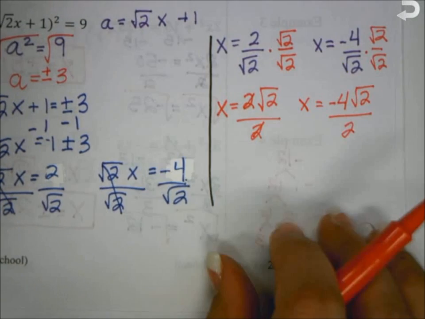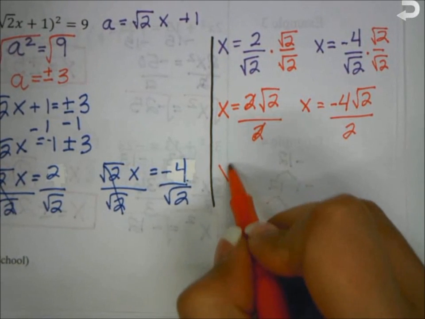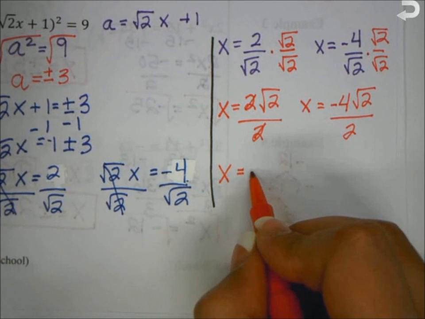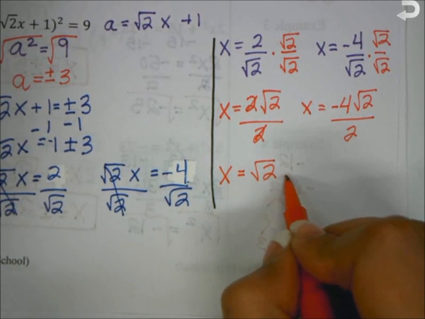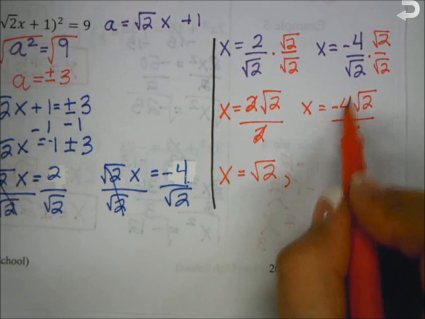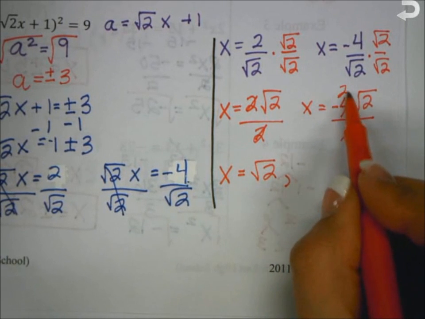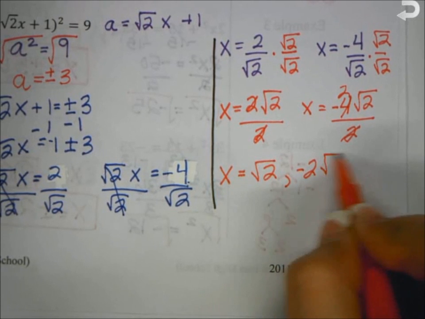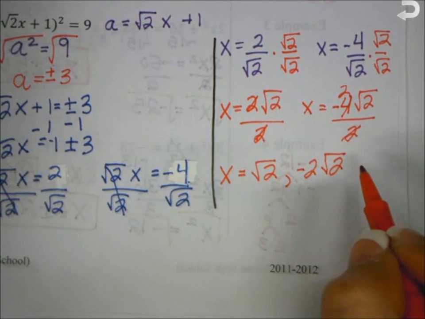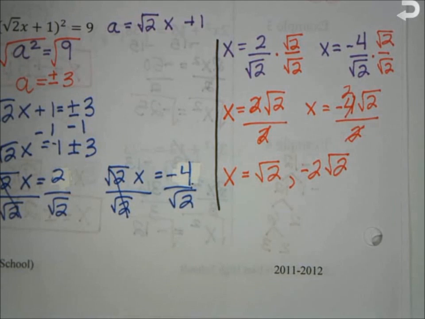Wait, why I thought you could do. You can, because it's just division. So all we're doing is we're dividing the like terms. You just can't add or subtract. So our answer is going to be square root 2 and negative 2 square root 2.